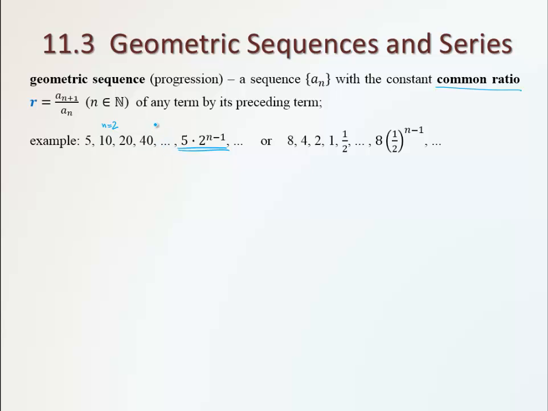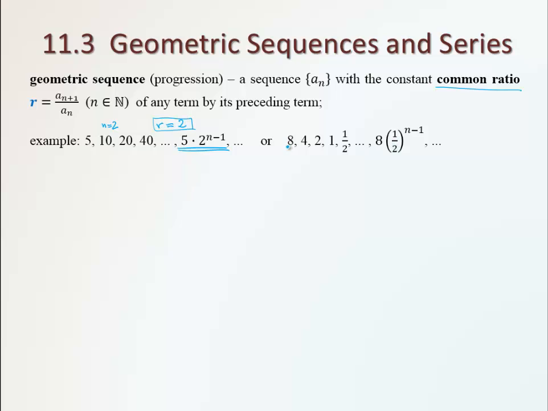Okay, so what's the common ratio for this sequence? If we take any two consecutive terms and divide the last one by the previous one, 10 divided by 5 is 2. 40 divided by 20 is 2. So the common ratio for this sequence will be 2.